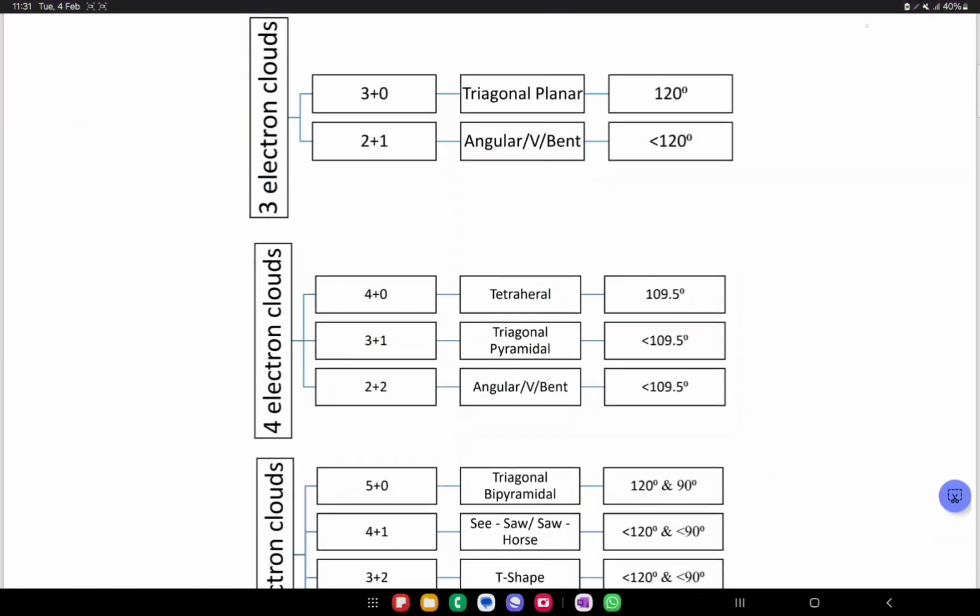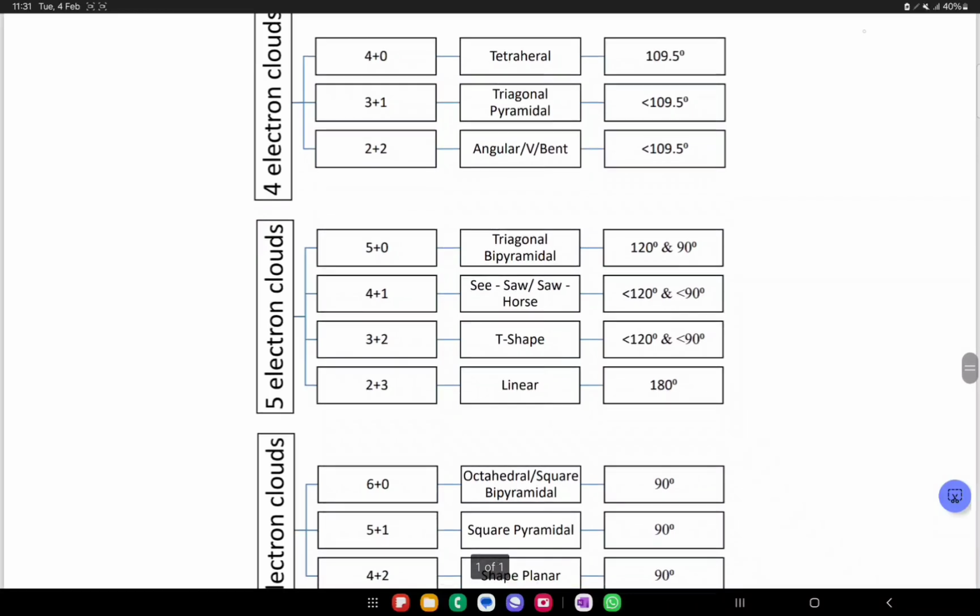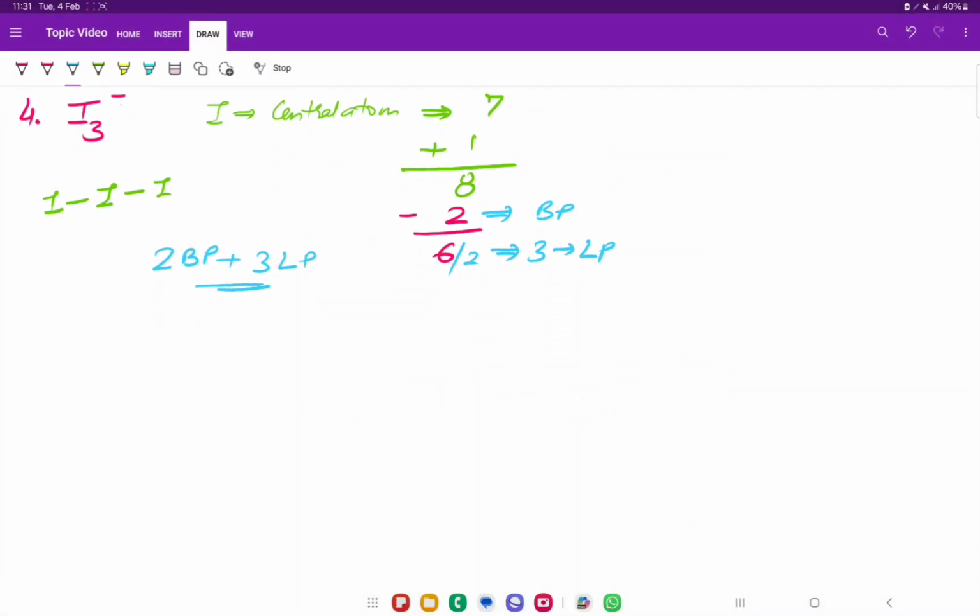As per the geometry, 2 bond pairs and 3 lone pairs, 5 electron cloud geometry, and the shape is linear, bond angle is 180 degrees. So I will write shape is linear, and bond angle 180 degrees. This is the shape and geometry of the I3 minus ion.